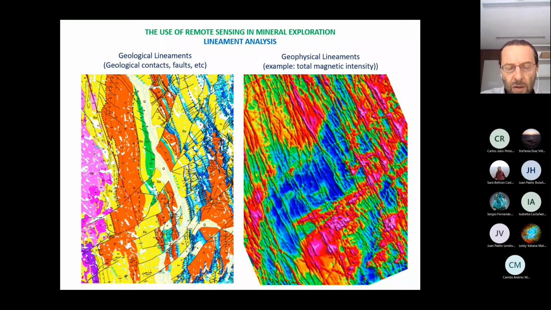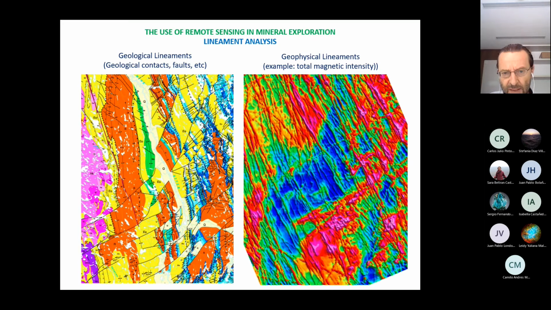You can look at the geological map. Look at this map, for instance. This is from a fold and thrust belt from a Proterozoic orogen in northern Canada. You can see many structural features here, many faults. So the geological map already shows you many lineaments.